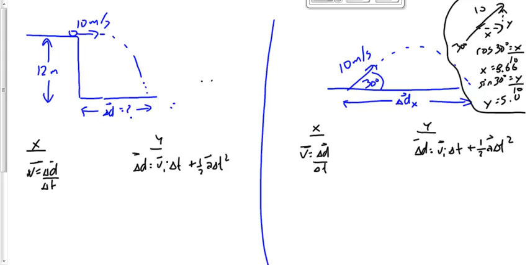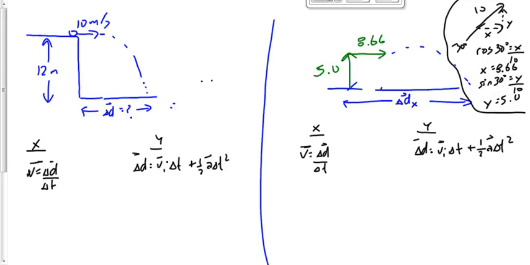Now we sub in numbers. What's the x component of the velocity? 10? No. Remember what we said? Once you resolve that funny angle, it's gone. Like that initial one is gone. We got a y component here that's 5. We got an x component that's 8.66.